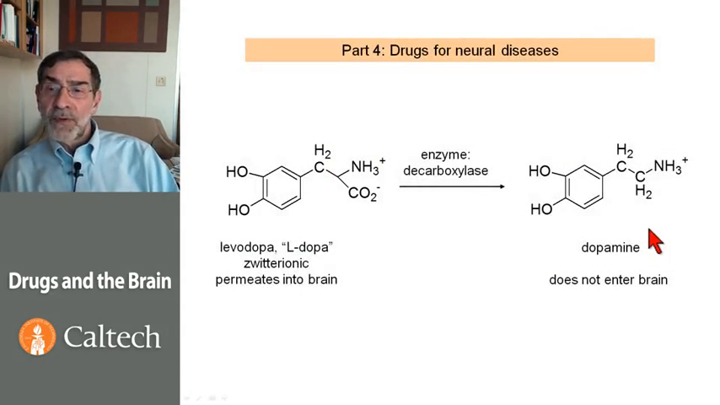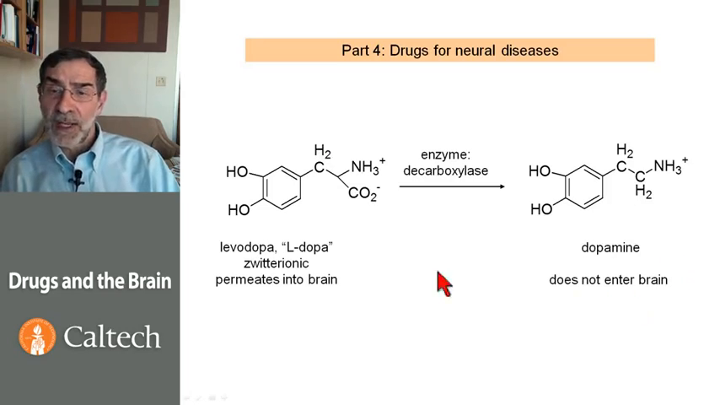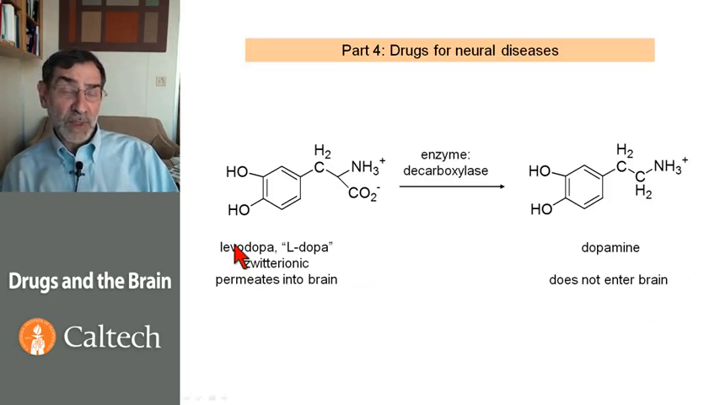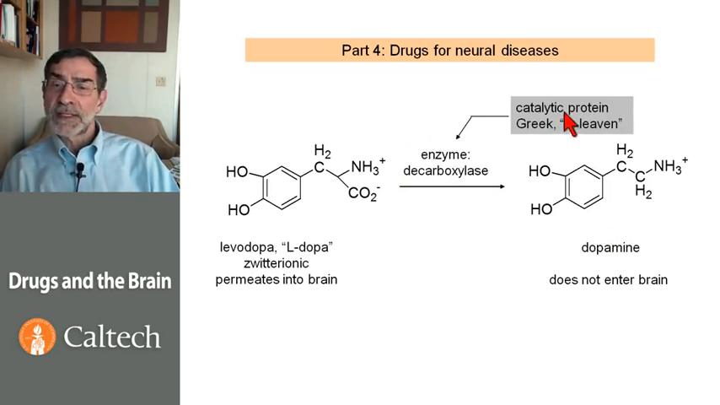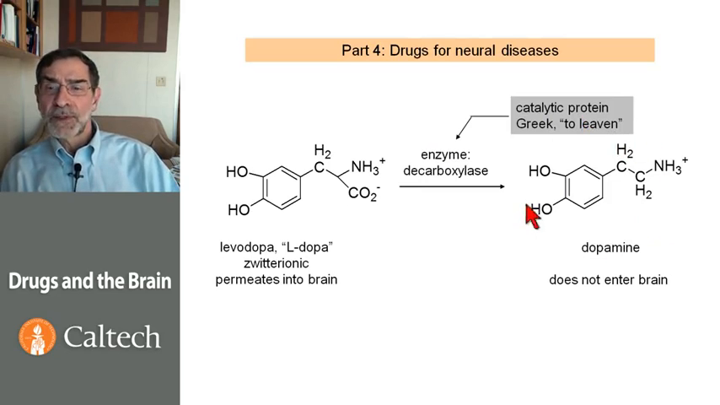So then we will be in a position to talk about drugs for neural diseases. And a classical drug in that respect, in use for just about 40 years now, is L-DOPA or levodopa. And we'll discuss how levodopa gets converted by an enzyme. An enzyme is a protein that's a catalyst, from the Greek to leaven, as in the enzyme that leavens bread from yeast. We'll talk about how this enzyme converts L-DOPA to dopamine itself.